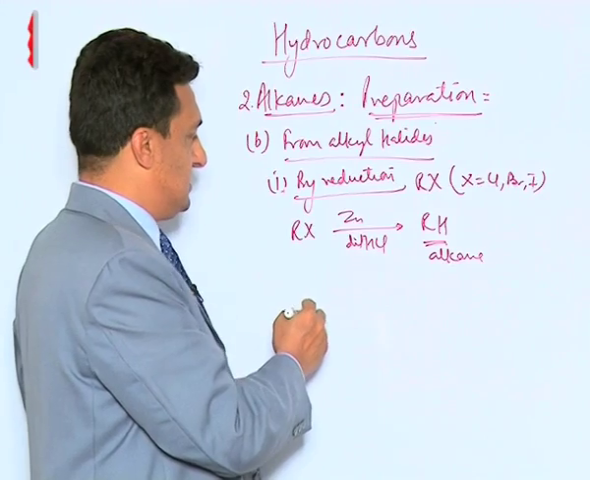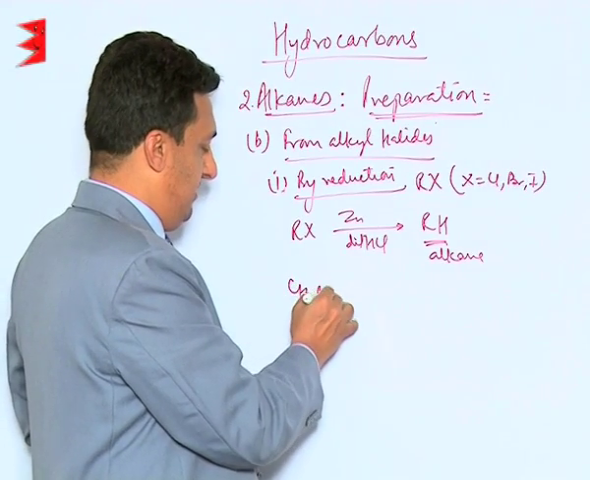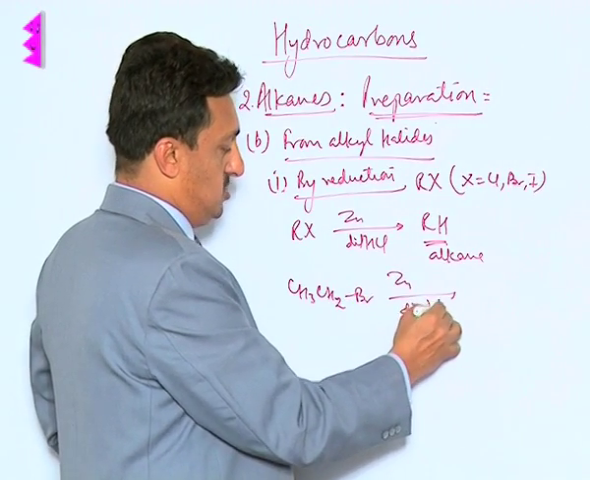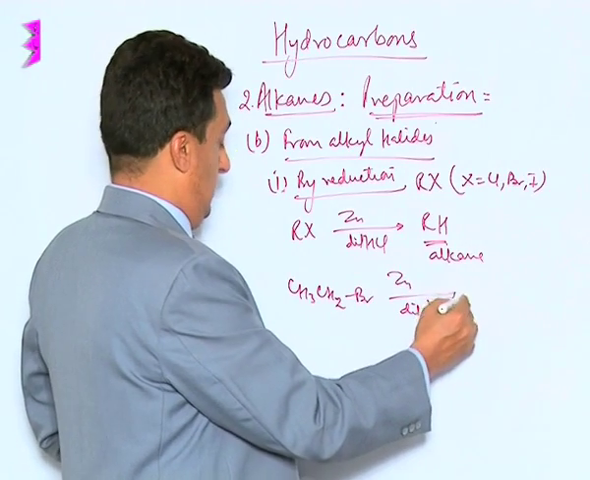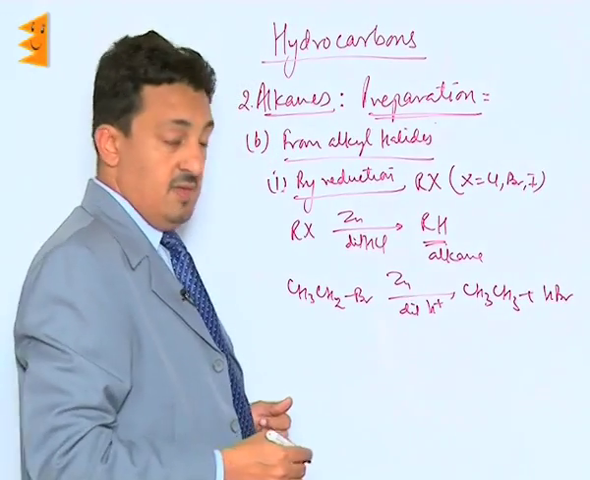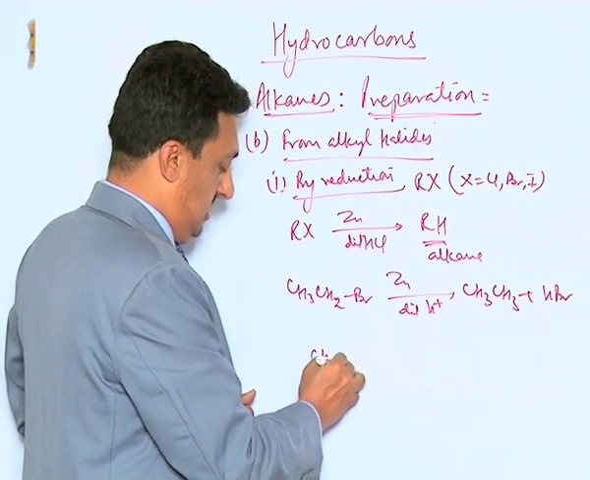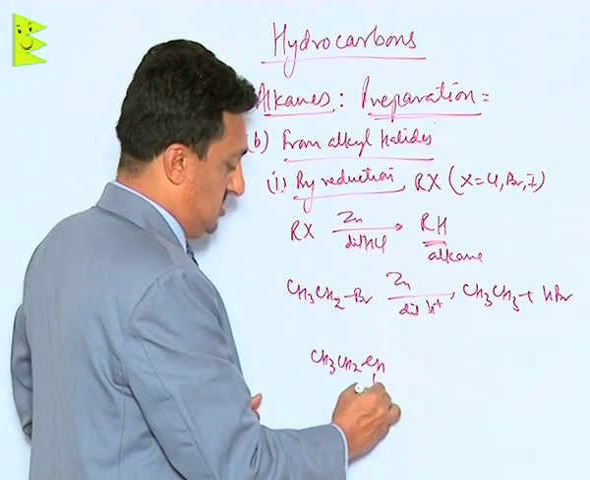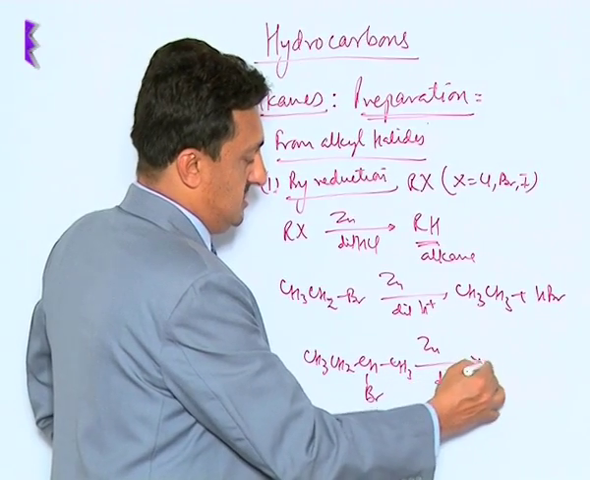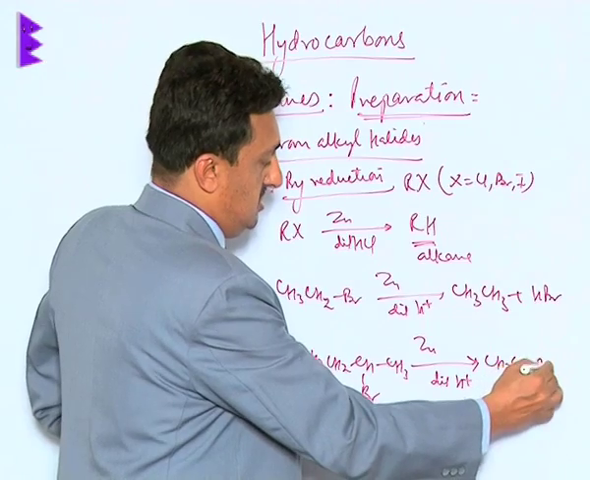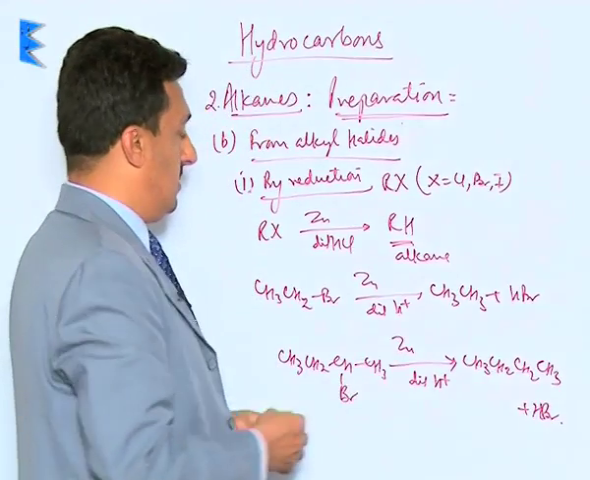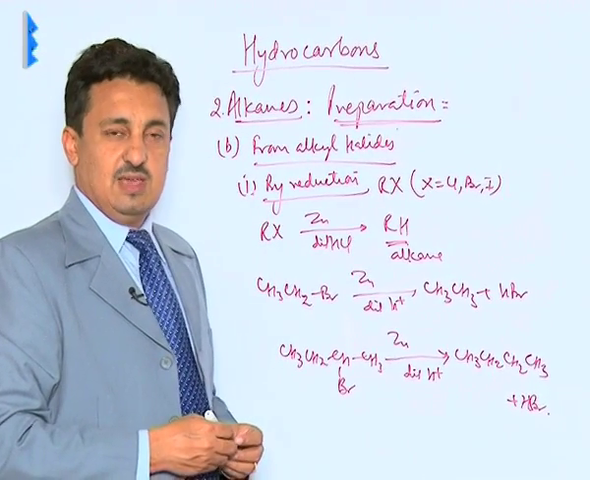Now let us take examples. If we have ethyl bromide, zinc, dilute H plus is going to give us CH3CH3 plus HBr. If we have suppose CH3CH2CHBrCH3, zinc, any dilute H plus, we get CH3CH2CH2CH3 plus HBr. So this is how we can convert the alkyl halides into alkanes.